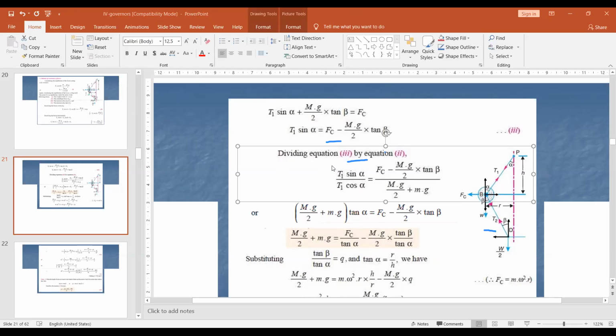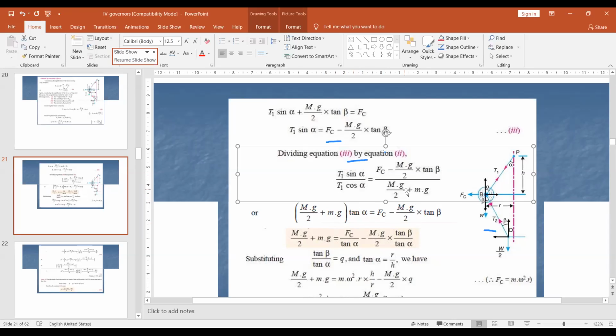Now dividing equation number 3 by equation number 2. Equation 3 is T1 sin alpha equals (FC minus mg by 2) into tan beta, divided by T1 cos alpha, and our equation 2 is capital mg by 2 plus small mg. When we divide the two equations, we get T1 sin alpha by cos alpha, which is T1 tan alpha. T1 cancels, and tan alpha remains.